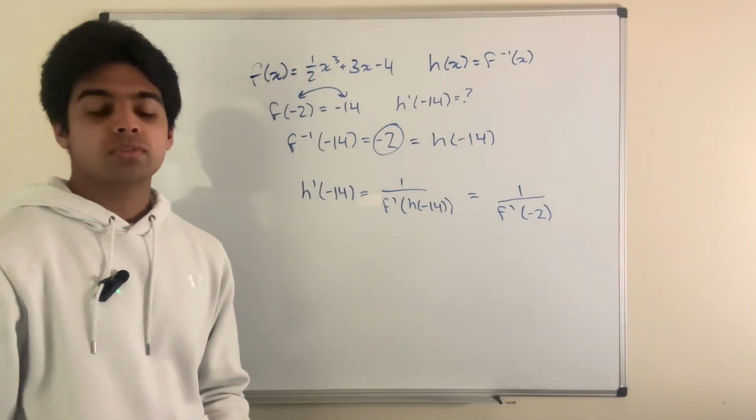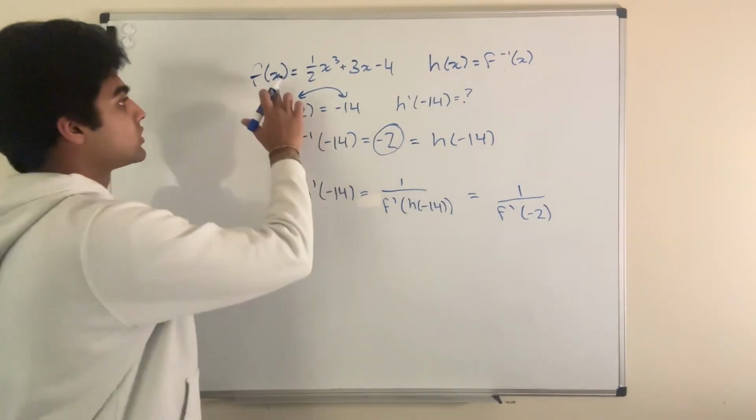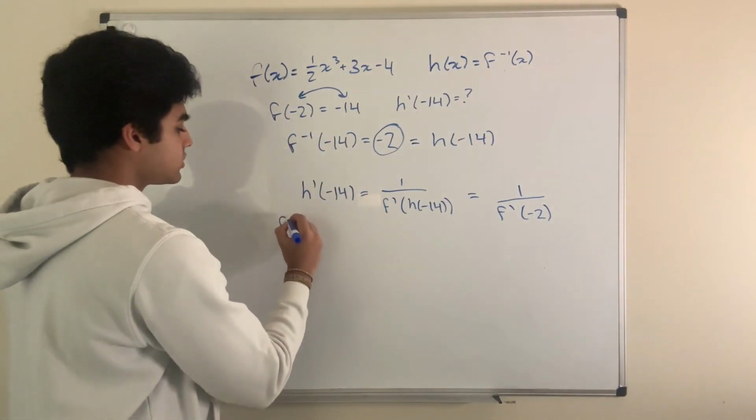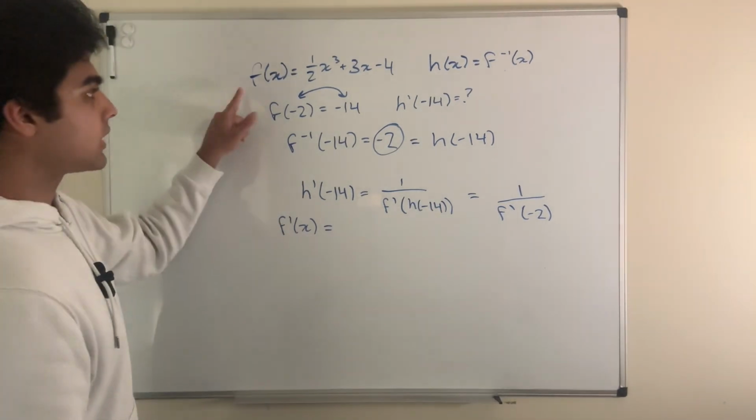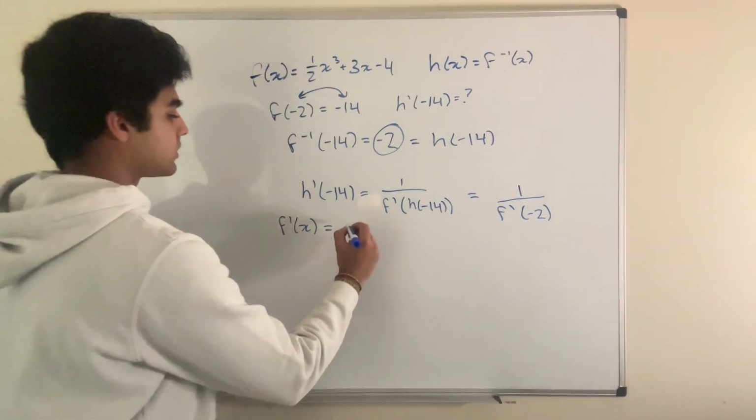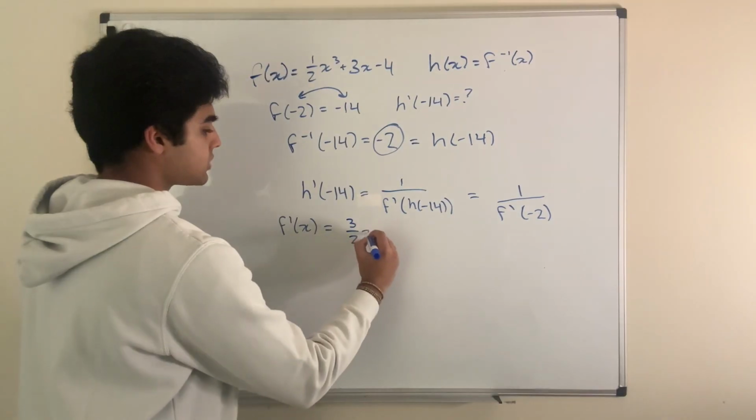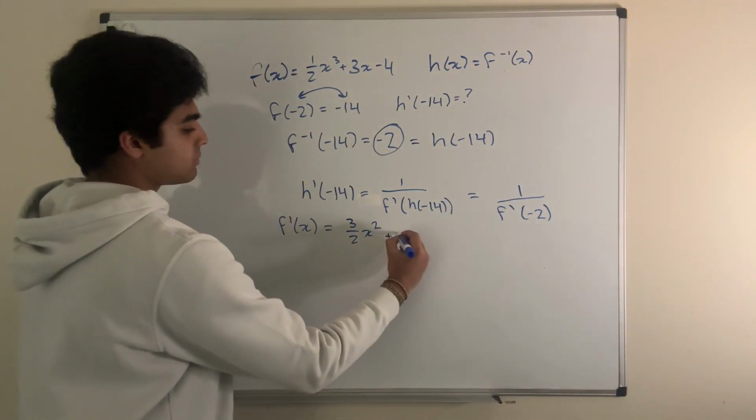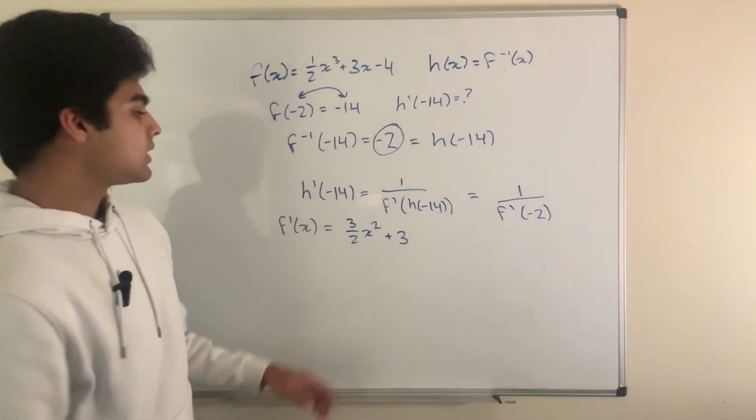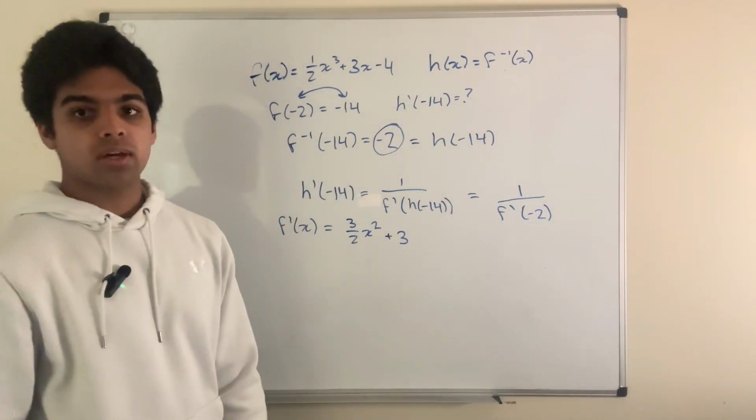So now all we got to do is find the derivative of f. This is just a simple power rule problem. So the derivative of f of x, we're going to drop 3. So we're going to have 3 halves. Subtract 1 from the exponent. So 3 halves x squared. And then plus 3. Right? That's going to be our f prime of x.